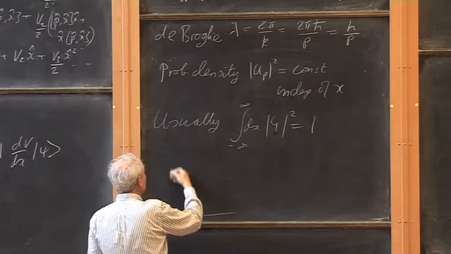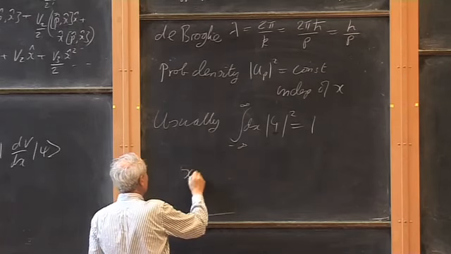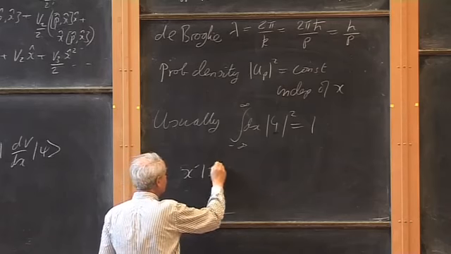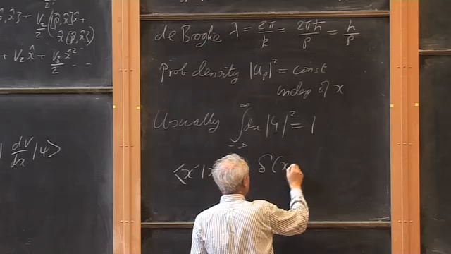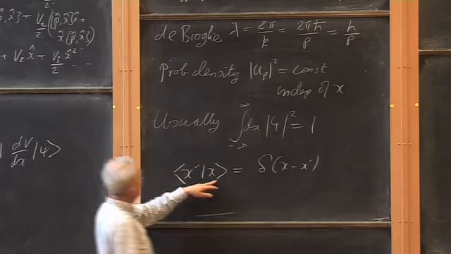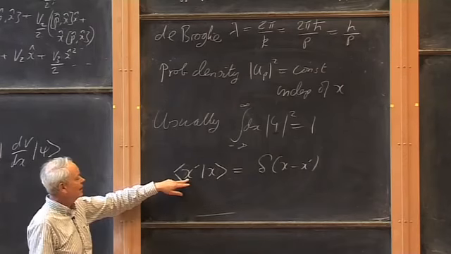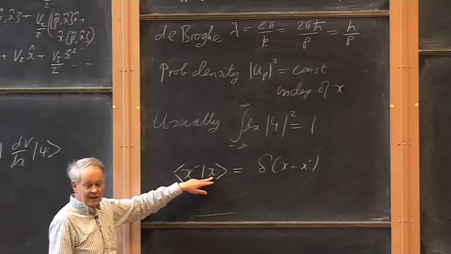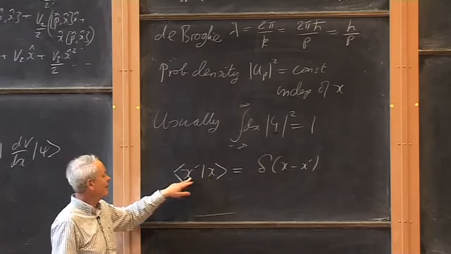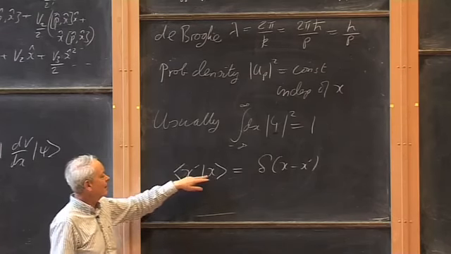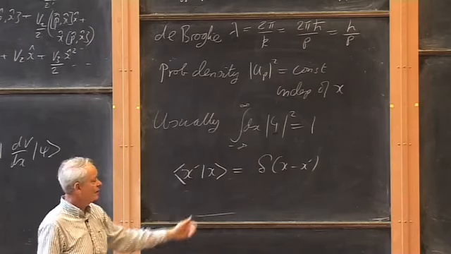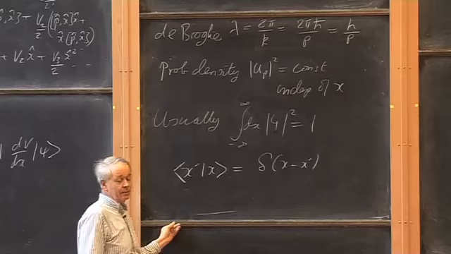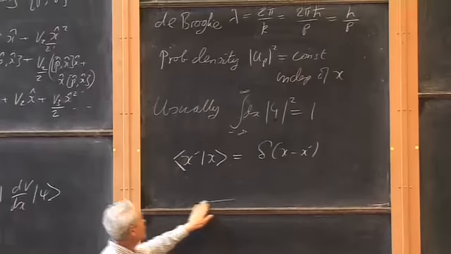Do you remember yesterday we agreed that x primed x should be delta of x minus x primed. So this thing here is the amplitude to be at x primed if you're certainly at x, which is why it's nothing unless x primed is equal to x. And this amplitude becomes very large when x equals x primed, so that when you integrate over this, you get 1. So that's what we should do in this case.